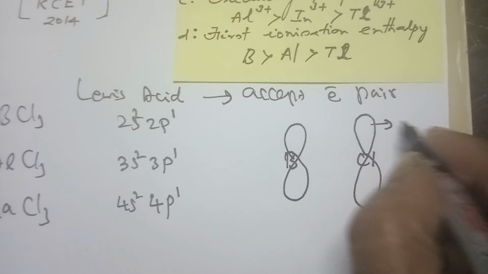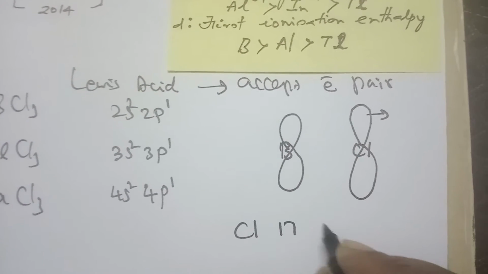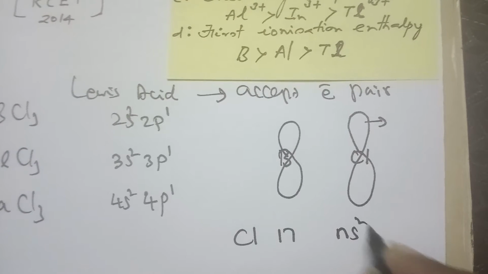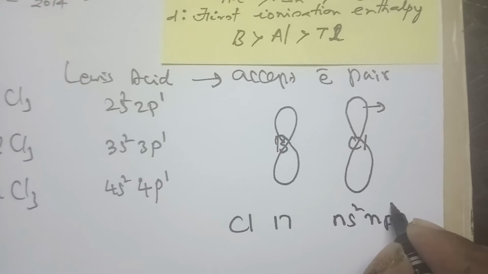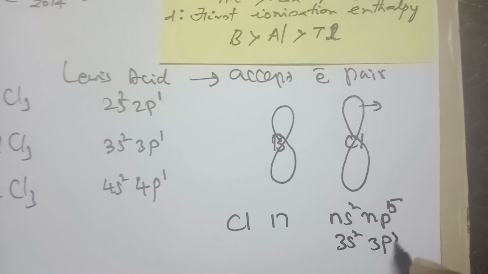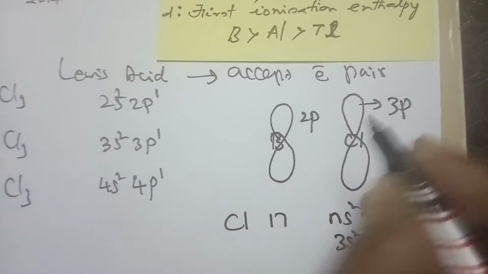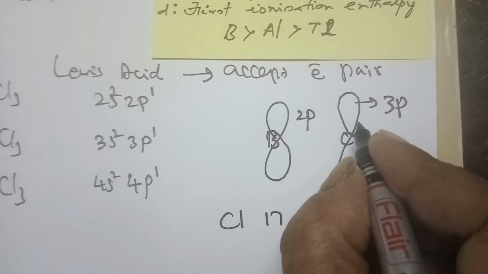In the case of chlorine, the atomic number is 17, so its configuration is ns2 np5, here 3s2 3p5. So in chlorine it is 3p, and in boron it is 2p. So here the overlap takes place.